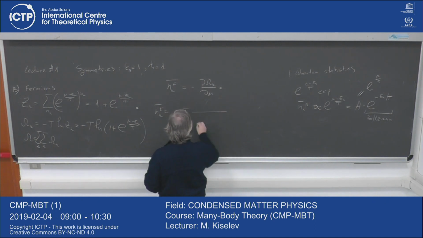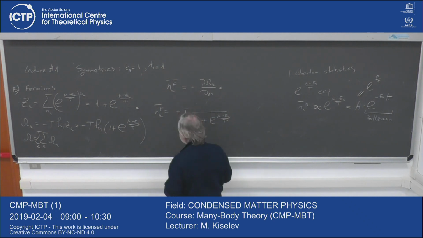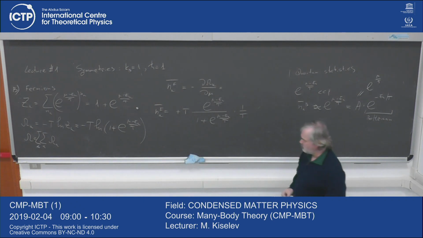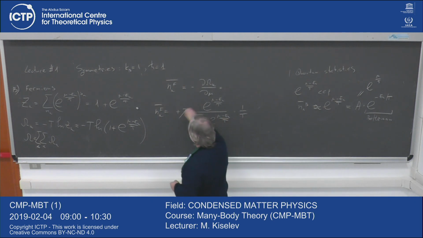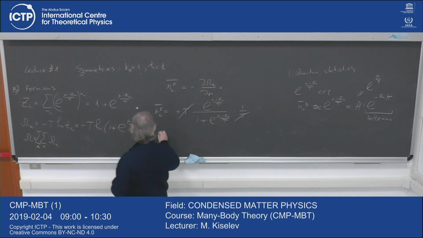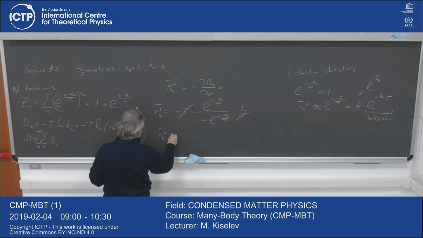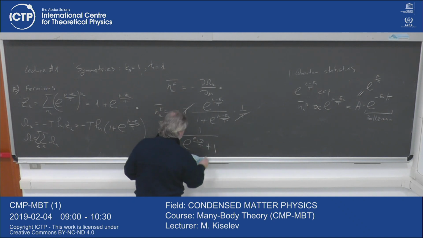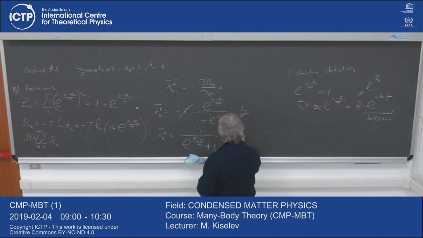So minus and minus. So n_k Fermi is equal to plus temperature times the derivative of the log, which is 1 plus e to the power (mu minus epsilon_k) over T. The derivative of the exponent is e to the power (mu minus epsilon_k) over T, and the derivative of the exponent with respect to mu gives 1 over temperature. So n_k Fermi is equal to 1 divided by e to the power (epsilon_k minus mu) over temperature plus 1. So this is the Fermi-Dirac distribution function.